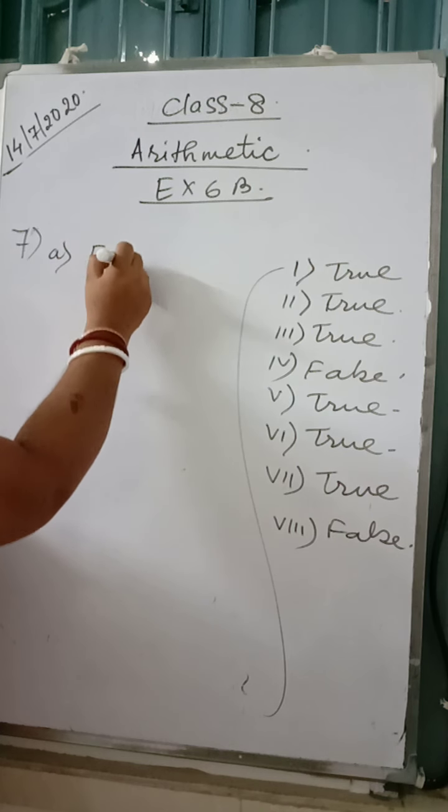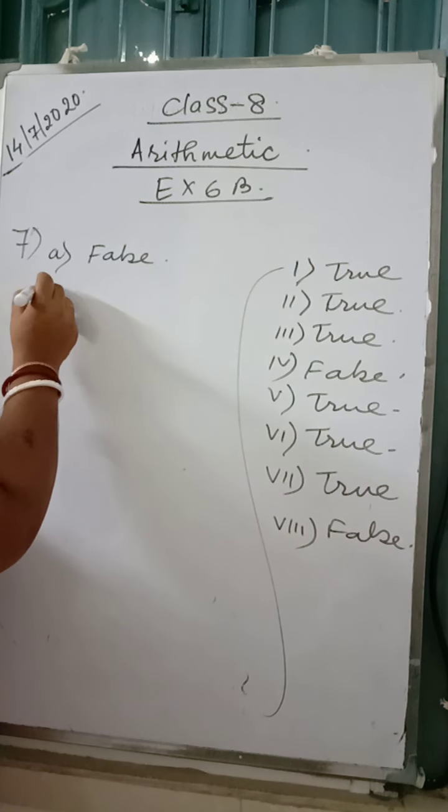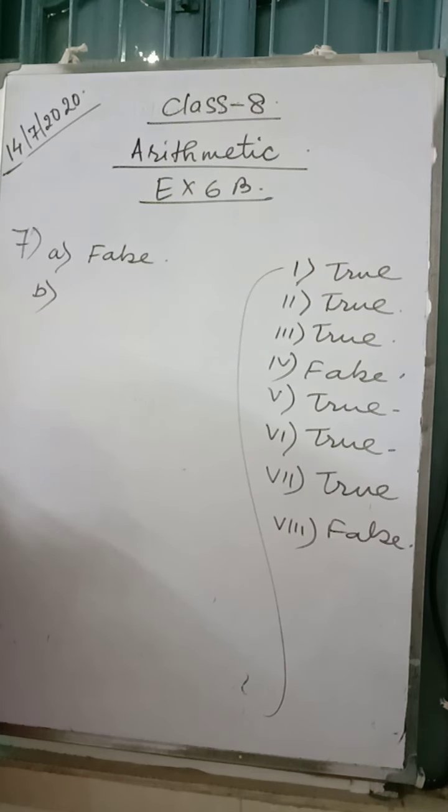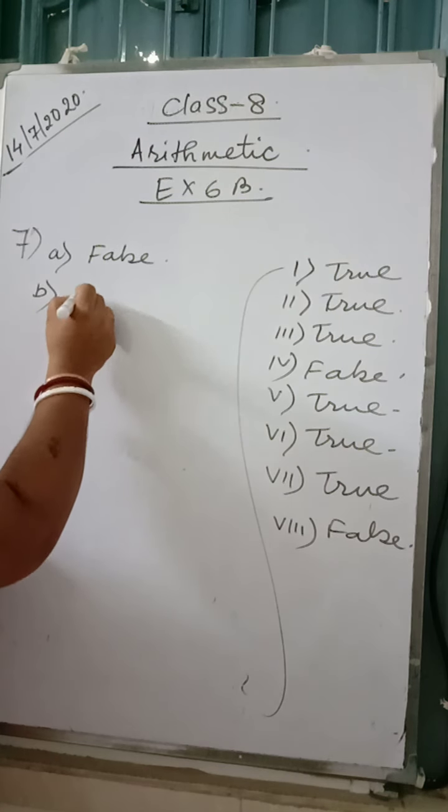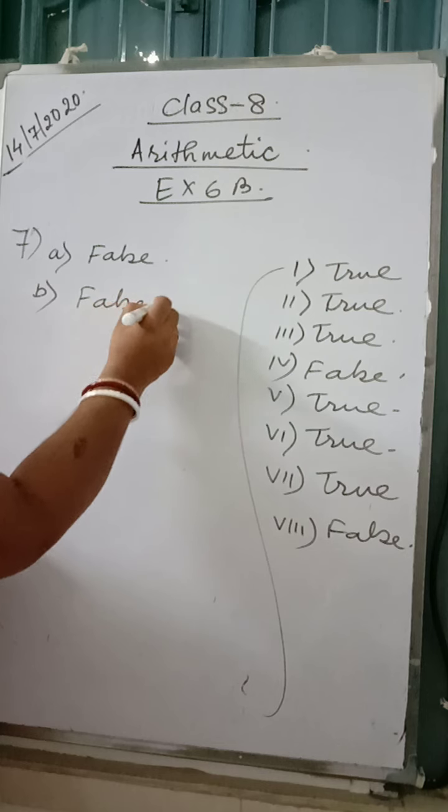This is false. Number B, A and C are disjoint sets. Now look at members of set A, minus 3 to 3, and C, minus 6, minus 5, minus 1, 0, 1, 5, 6. So minus 1, 0 and 1 are the common members. So this is also false.